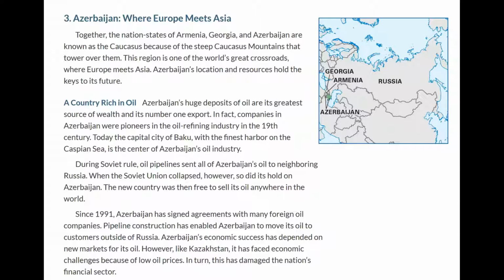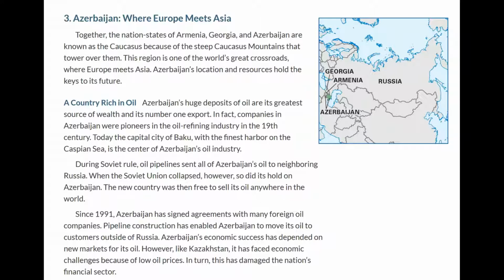Azerbaijan, where Europe meets Asia. Today, the nation-states of Armenia, Georgia, not the US state Georgia, and Azerbaijan are known as the Caucasus because of the steep Caucasus Mountains that tower over them. This region is one of the world's great crossroads, where Europe meets Asia. Azerbaijan's location and resources hold the key to its future.